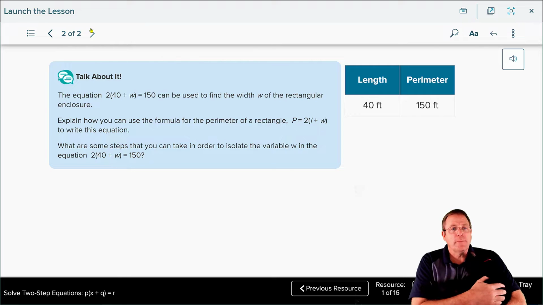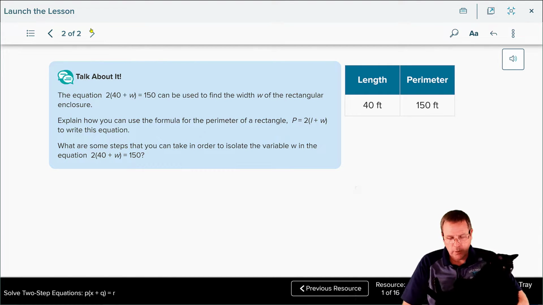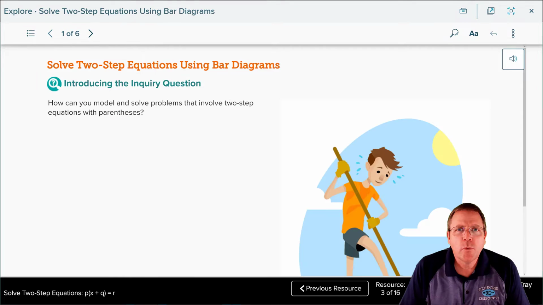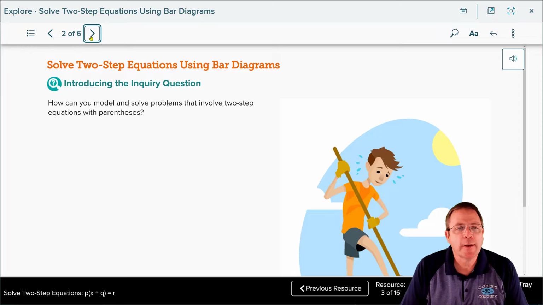enclosure. Explain how you can use a formula with the perimeter of a rectangle, P equals 2 times length plus 2 times width, to write this equation. What are some steps that you can take in order to isolate the variable w in the equation that they gave us? Well, these are all some of the things we're going to learn about in this lesson. Our inquiry question asks, how can you model and solve problems that involve two-step equations with parentheses? Well, let's see what they have to say about that.